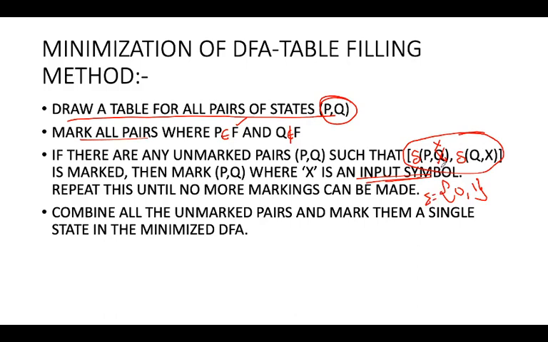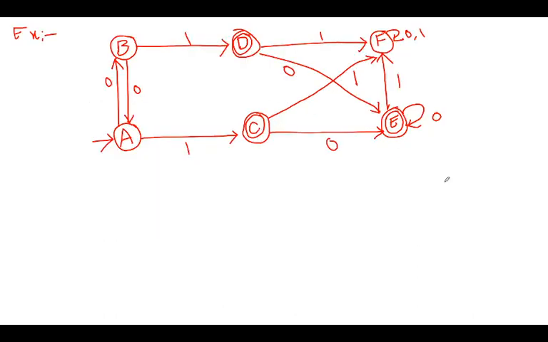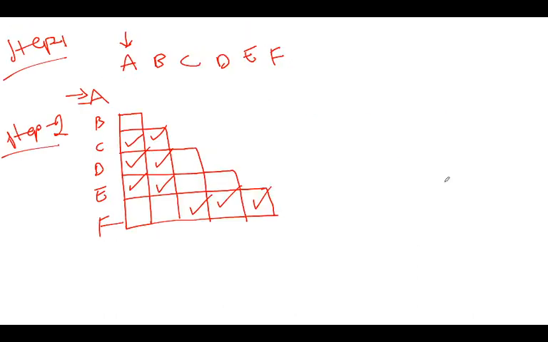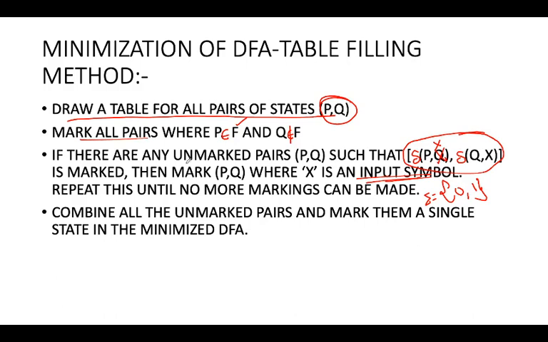Okay, here is the transition of P comma X, transition of Q comma X. It is such a type of pair. Okay, we have to observe it. Let's see an example here. Don't worry, I will explain very clearly. For each and every unmarked state pair, we have to apply this condition only on unmarked pairs.